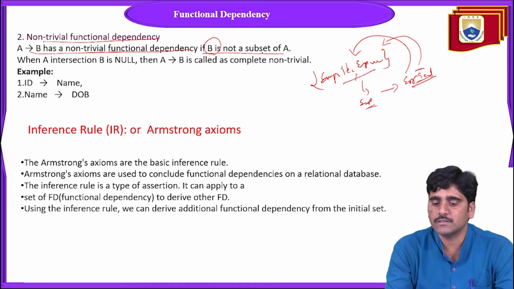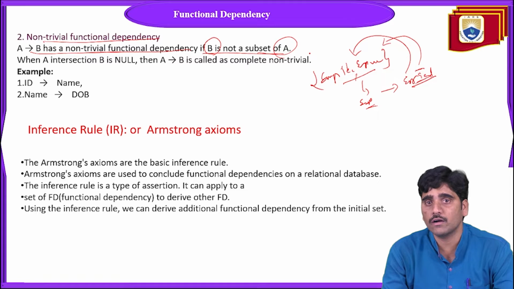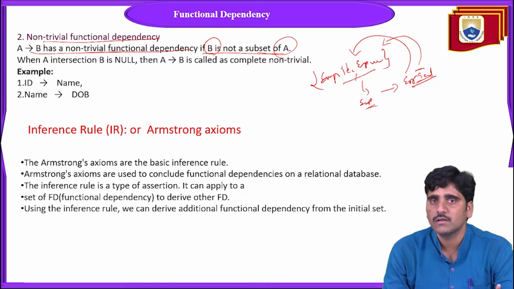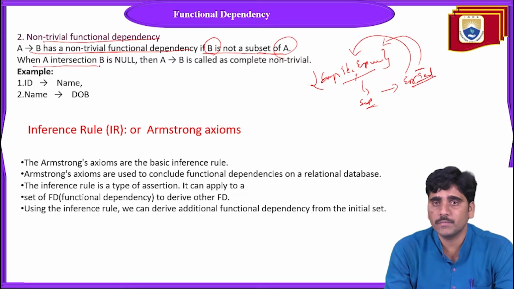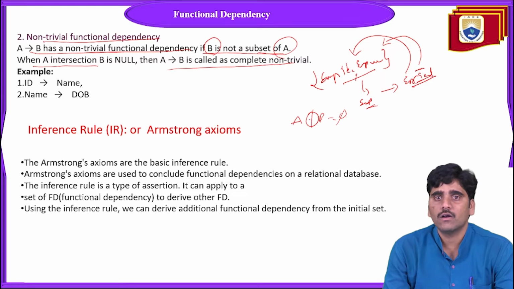If B is not a subset of A, that indicates that the value is not in the table. So when A intersection B is null, then A → B is called a complete non-trivial dependency.